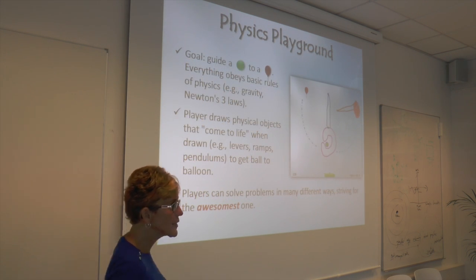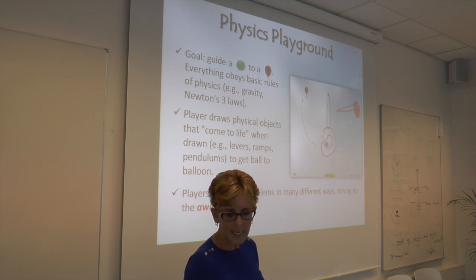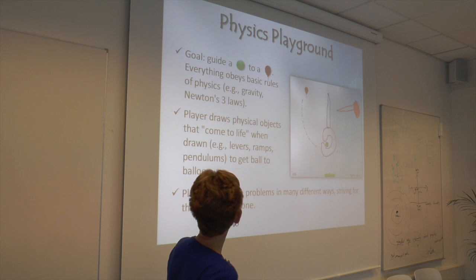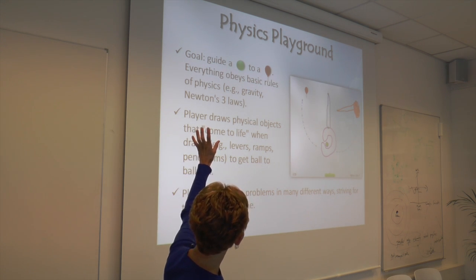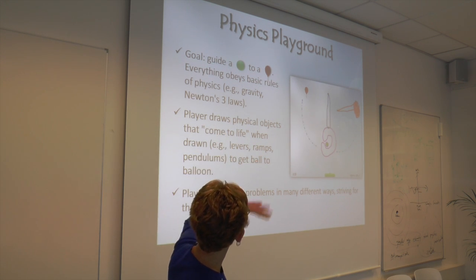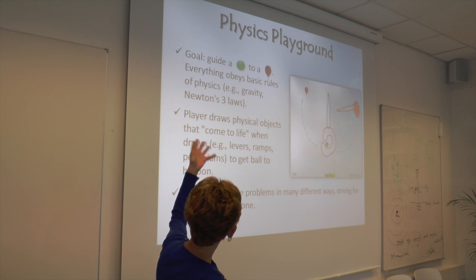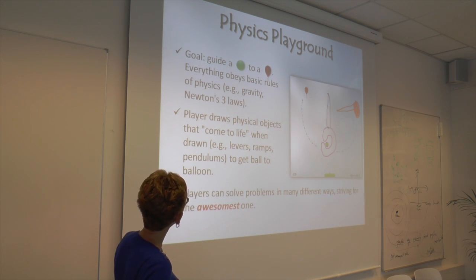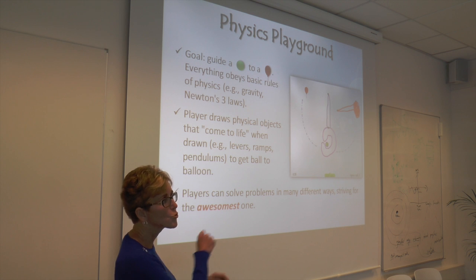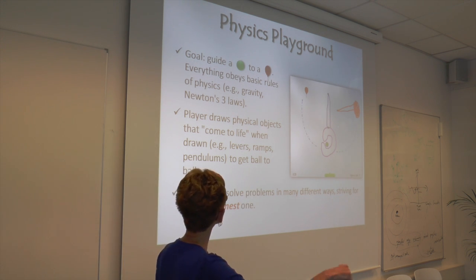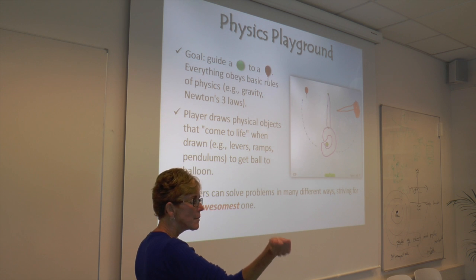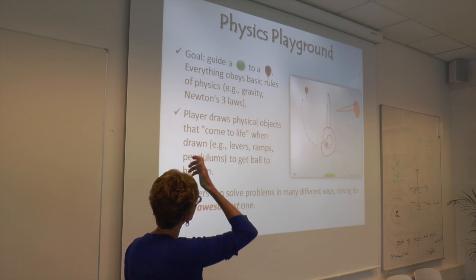So there's 75 levels altogether in the game, and the goal was the same across all the different levels: to always get a green ball over to hit a red balloon. Everything in the game obeys the basic laws of physics. A player is drawing on the screen, drawing different physical objects that come to life when they're drawn, using a mouse and colored markers.